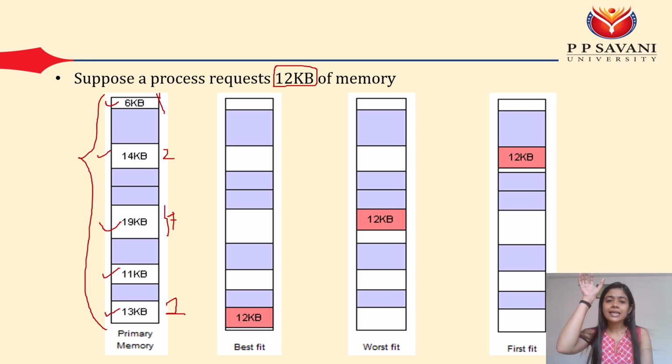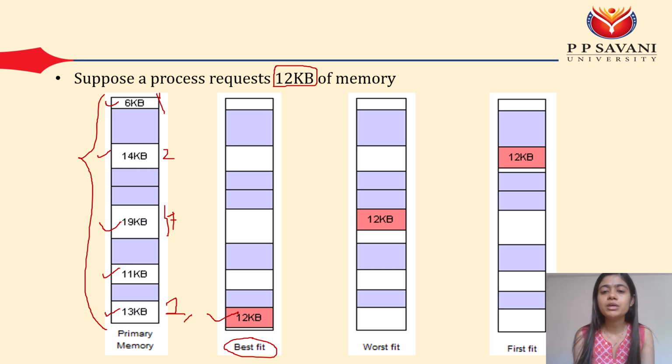So after scanning the whole memory, whichever partition gives the smallest difference between partition size and process size is going to be selected for allocation in the best fit algorithm. So according to this difference value, best fit will select the 13 KB partition for allocating the 12 KB process.